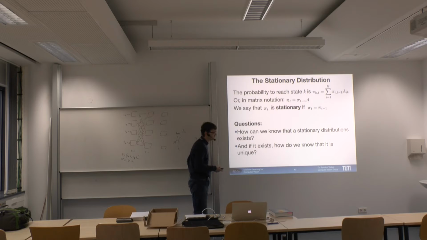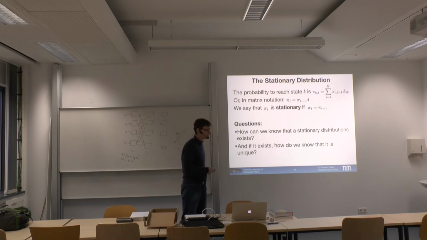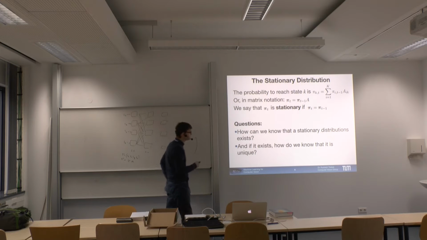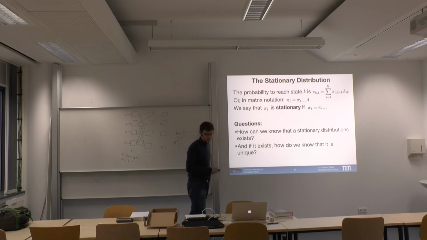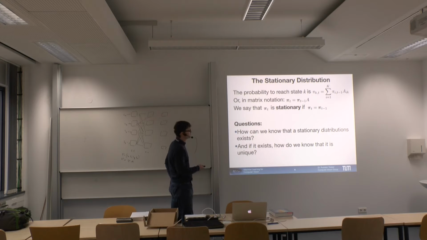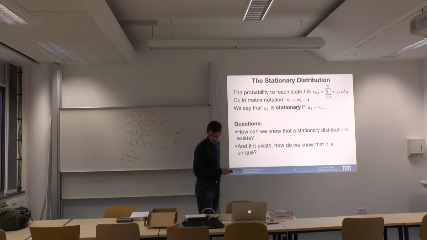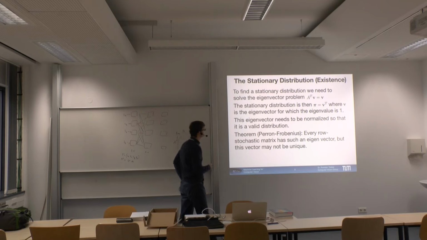Stationary distributions are the key element to build a Markov chain Monte Carlo method, right? Later the idea is this will be our target distribution where we would like to sample from, and we would like to find A matrices so that pi is stationary. The first question here is, how can we know that a stationary distribution actually exists, right? And the second one, if it exists, do we know that it is actually unique? The first one is the existence.